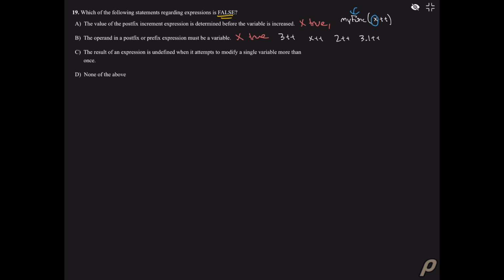All right, C. The result of an expression is undefined when it attempts to modify a single variable more than once. And this is a tricky question. I remember this caused some questions in the class forum several times. Lots of back and forth debate about whether this one's true or false. And this one actually is going to be true.